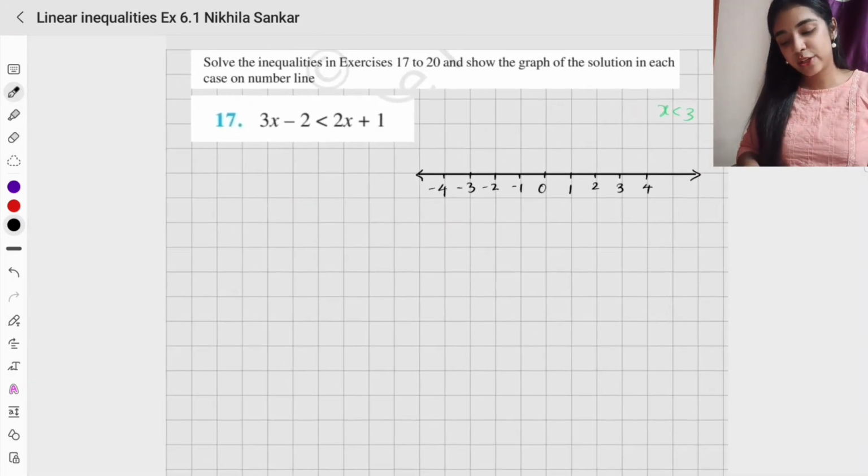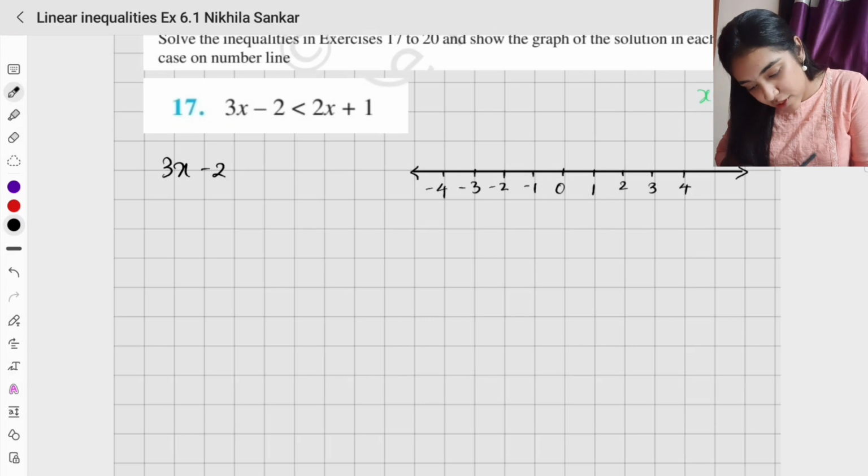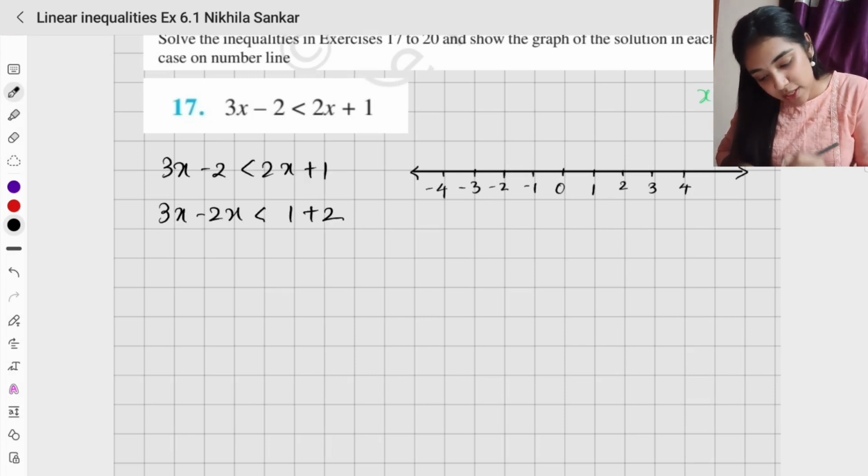All the inequalities, so 17 to 20, now we need to draw the graph. So first find the value and then draw the graph. Very simple. It is very similar to how we solve the example question. Shall we solve? So I have 3x minus 2 less than 2x plus 1. Bringing the 2x to the other side, 3x minus 2x less than 1 plus 2. Minus 2 becomes plus 2 when you bring it to the other side. So I have x less than 3.